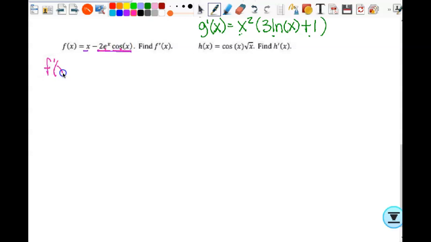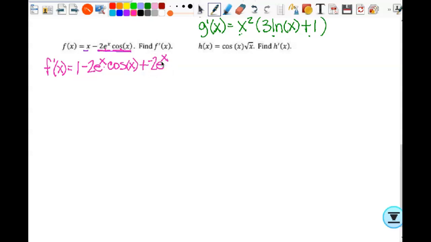All right, so f prime of x. So what's the derivative of x? 1, right? It's just 1. So then I'm going to do my product rule here. The derivative of the first, so that's negative 2 e to the x. What's the derivative of that? What's the derivative of e to the x? E to the x. So it's still just negative 2 e to the x. So the derivative of the first times the second, which is the cosine of x, right? Plus the second, plus the first, which is negative 2 e to the x.